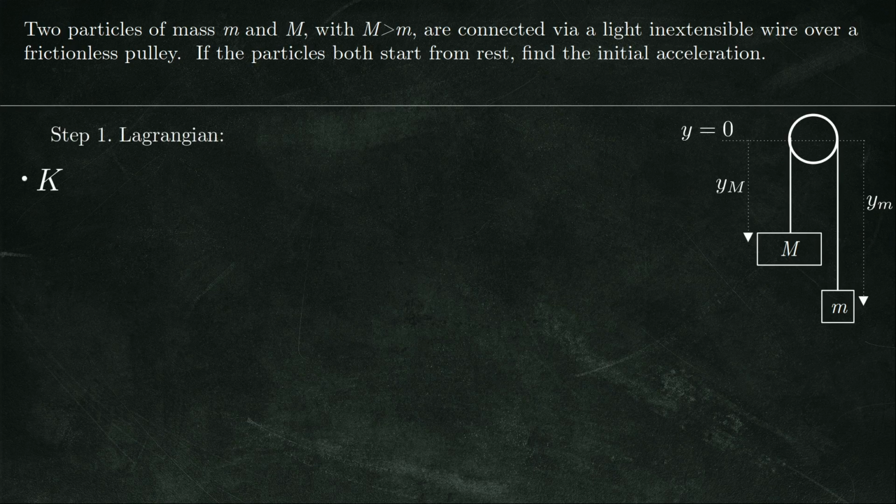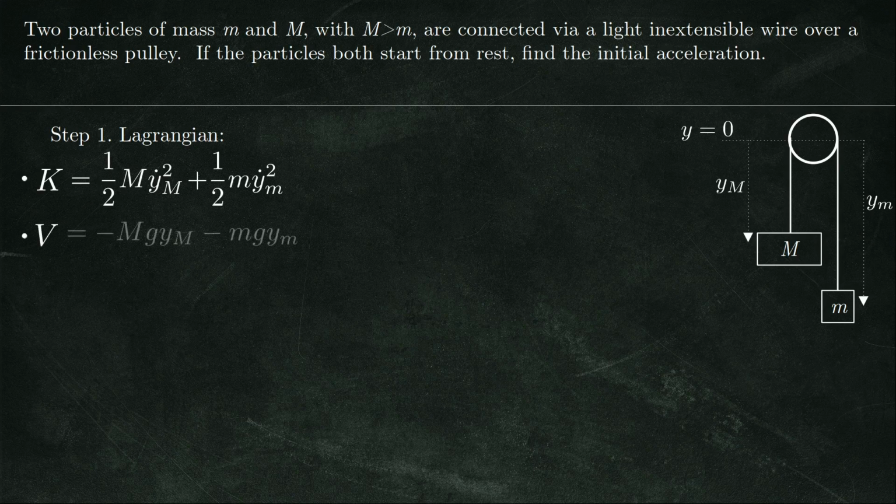So the kinetic energy is the sum of the kinetic energy of the big mass and the small mass. And similarly, our potential energy is just standard gravitational potential energy for both the masses. However, these particles are connected. They're connected by one piece of wire. So as one mass goes up, the other mass goes down. And we can express that by saying the sum of the two distances is equal to the total length of the wire. And this means we can rewrite y big M everywhere in terms of y little m.